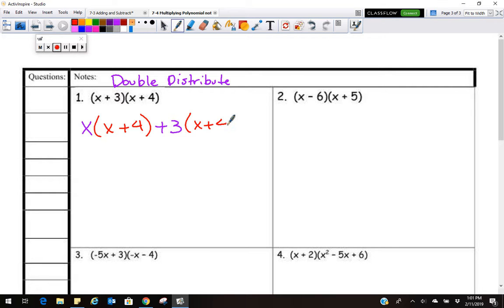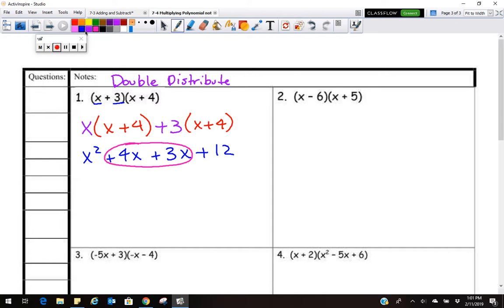So what we are doing is distributing the first term, or everything in the first term, by everything in the second term. We split the x and the 3, and we're going to multiply each of those by x and 4. So x times x is x squared, x times 4 is 4x, 3 times x is 3x, and 3 times 4 is 12.